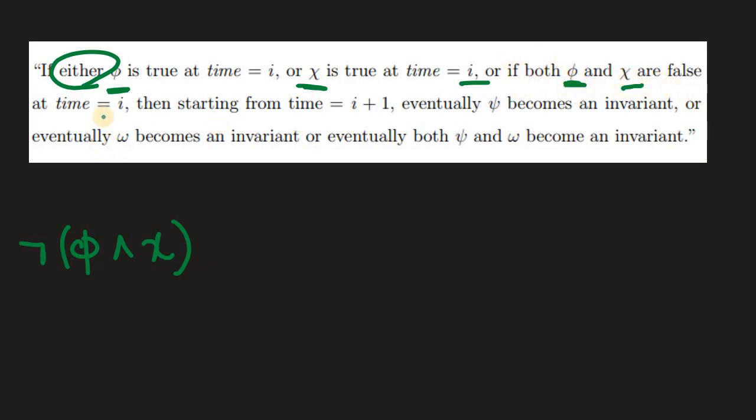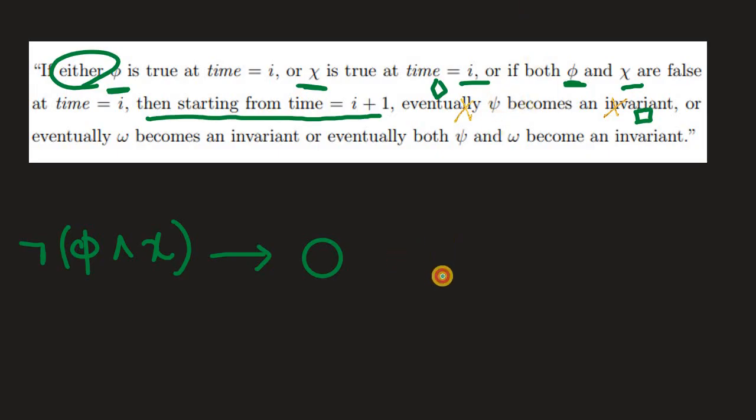So next, what do we have? Then starting from i plus 1, that is the if statement, and then starting from i plus 1, that is the next moment in time, which you just put a circle for. Next moment in time, and then eventually phi becomes an invariant. Eventually, the sign is like this, an invariant. For now let's forget the eventually and invariant and only focus on the predicates.